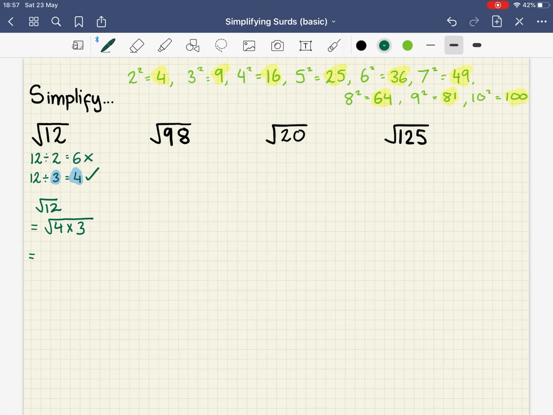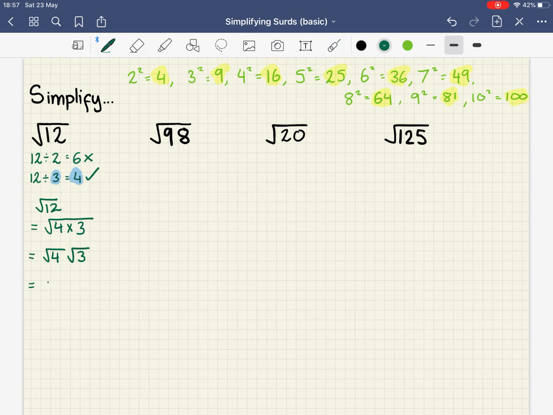Now what I can do with a surd is split it up. When it's multiplied, I can just break it up into 2 little bits like this. Because think, when I have things right next to each other and there's no symbol, that means they are still being multiplied. So there's still a multiplication going on there.